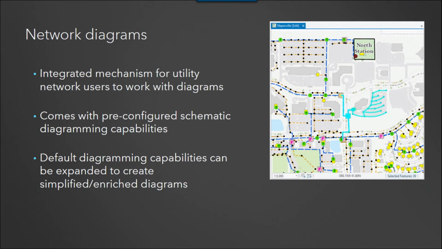Network diagrams, we talked about this briefly, but basically integrated into the utility network is the capability of allowing users to work with diagrams, essentially logical diagrams or schematic representations of their data. It'll come pre-configured with various diagramming capabilities, and you can extend those. You or business partners can extend them to create all kinds of tricked out diagrams. You can use either GP or you can use the SDK, whatever you want.